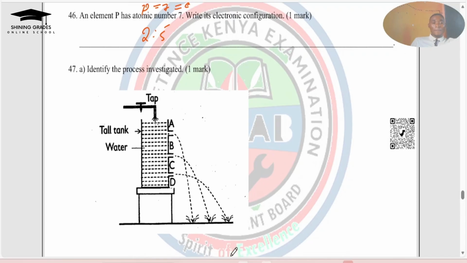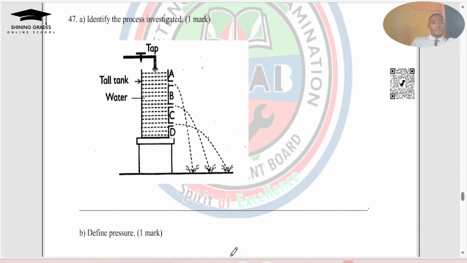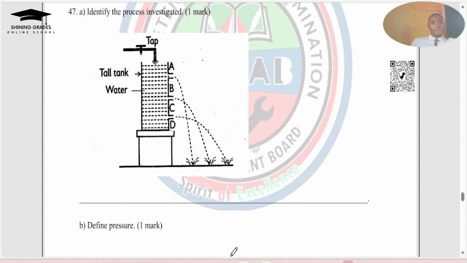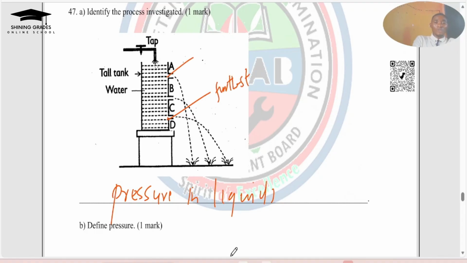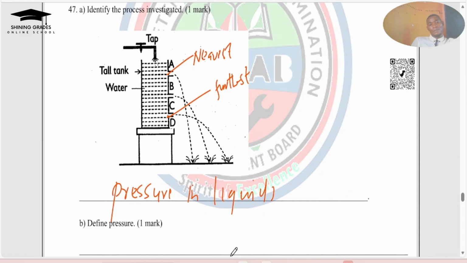47, identify the process investigated. We have a water tank, and then we have water. This is pressure in liquids, whereby you can see the bottommost hole is able to throw water the farthest as compared to the topmost, which throws it the nearest. So this investigates pressure in liquids.